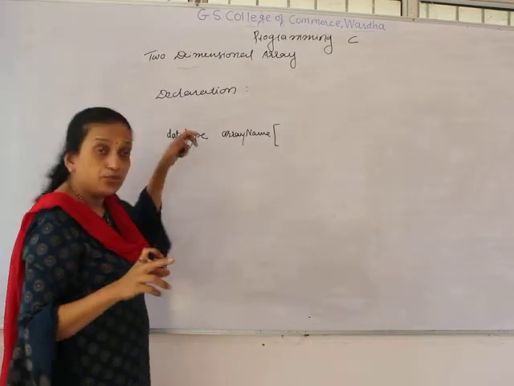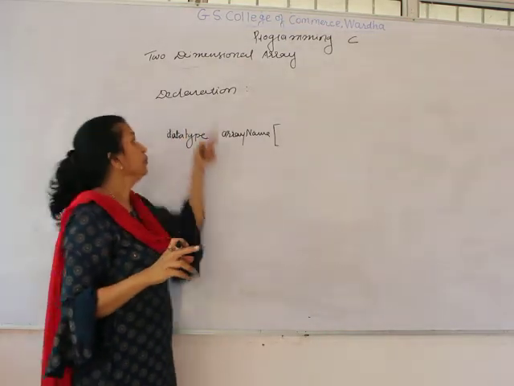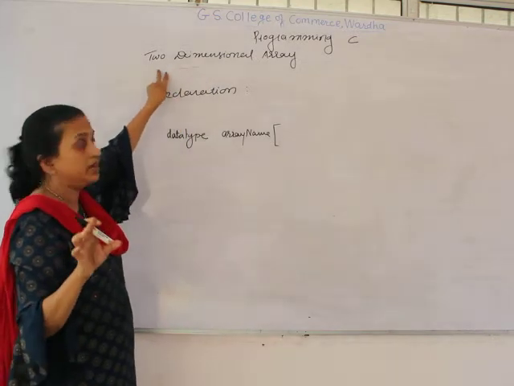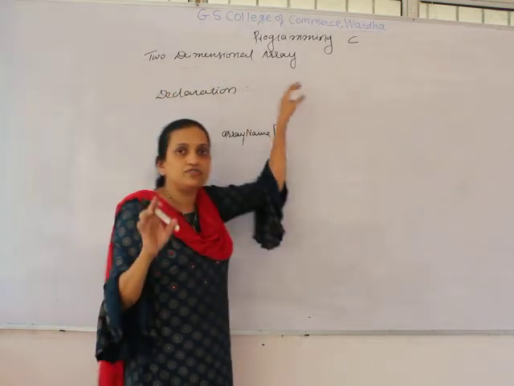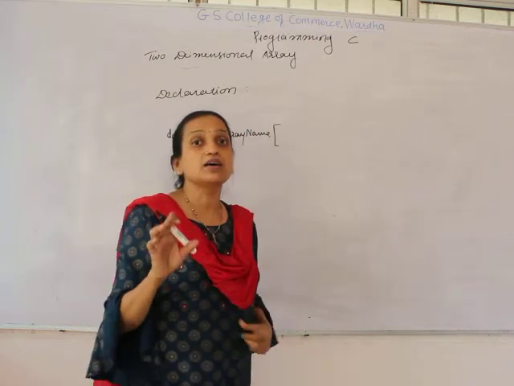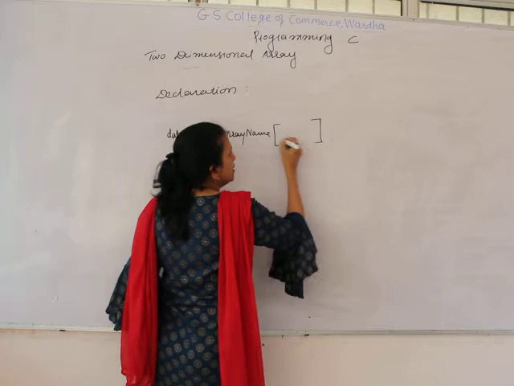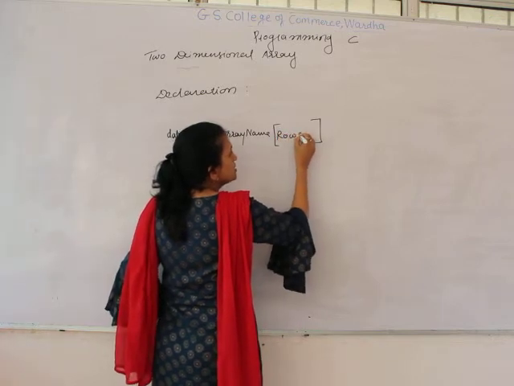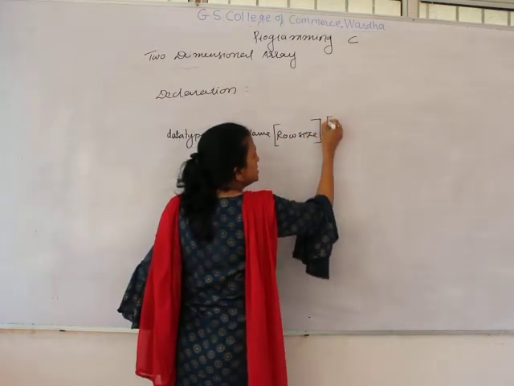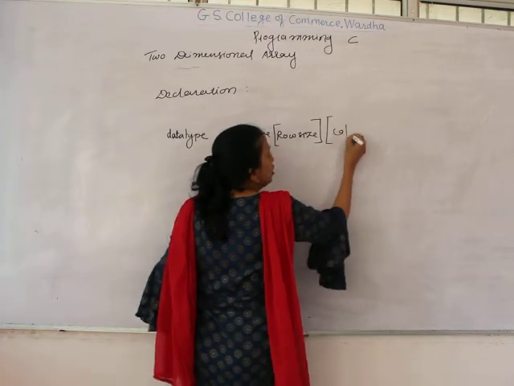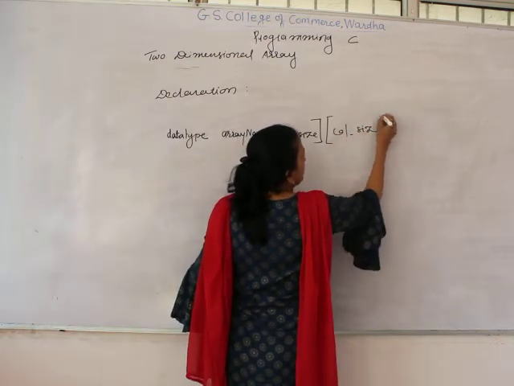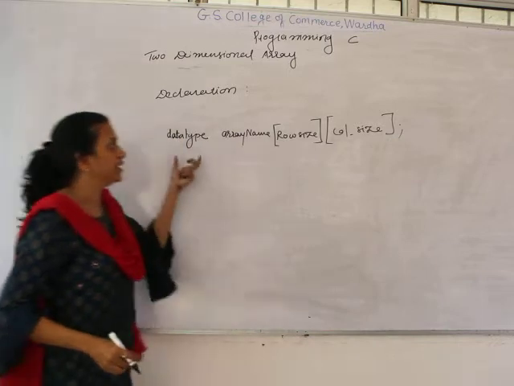What are we learning here? We are learning two-dimensional arrays. A two-dimensional array is nothing but a double subscripted value. The first subscripted value is for row size, and the second subscripted value is for column size. So in this way you can declare the array.